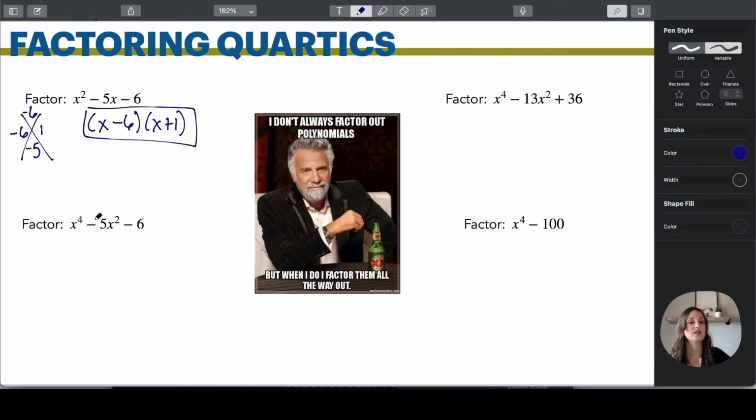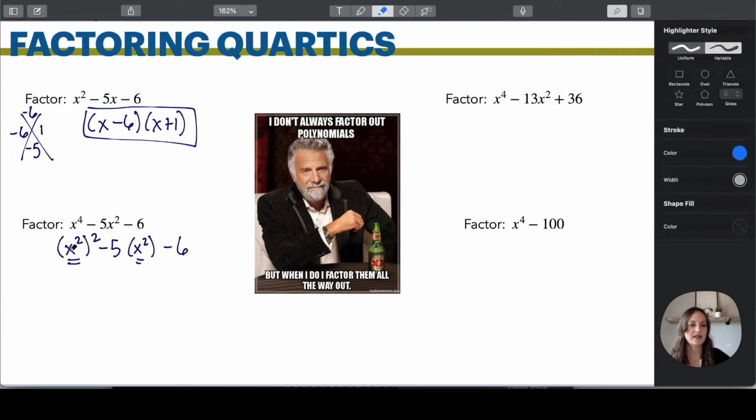In this case, you actually can do the same thing. So if you think of this as what squared minus 5 what minus 6, again, you have something squared minus 5 times a variable minus 6. So if we do the same thing and create a new variable, it would be x squared, which got you x to the 4th, minus 5x squared minus 6.